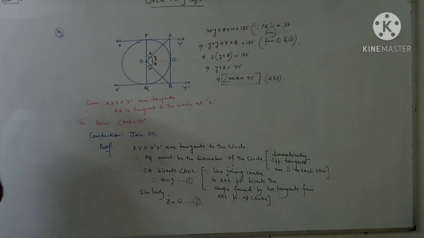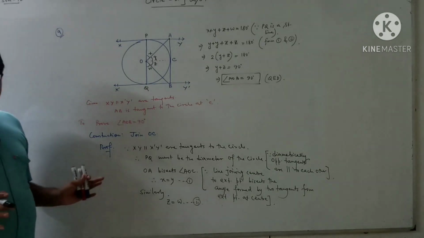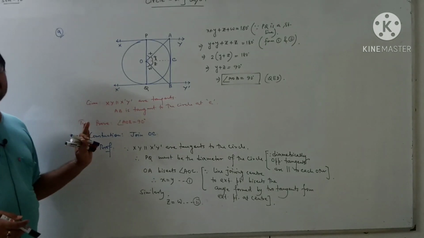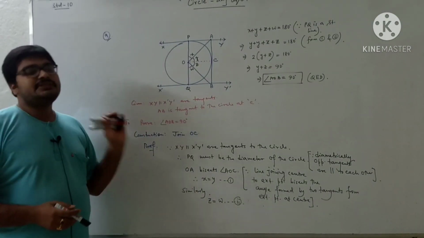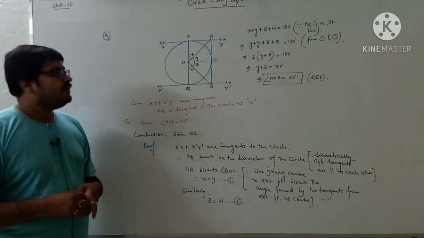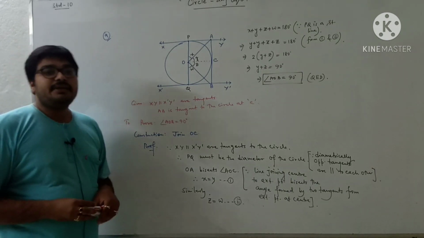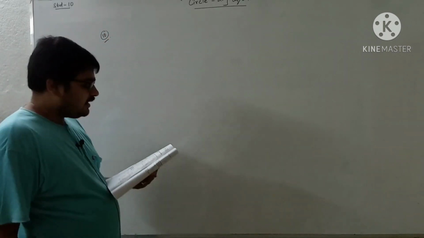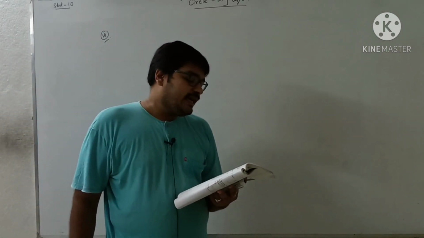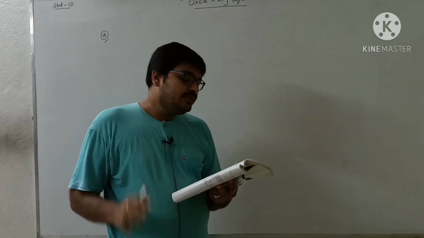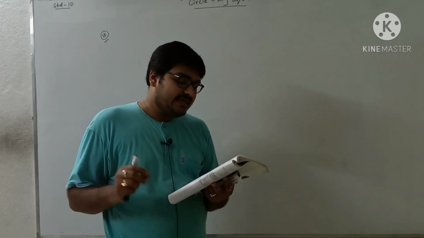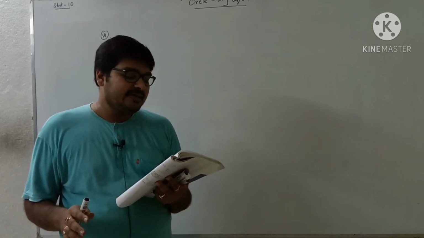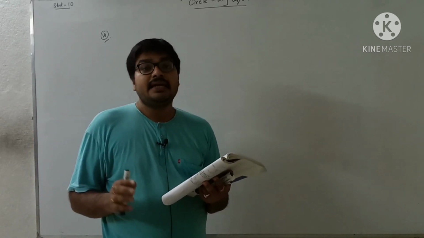Clear? I think no question is here. So if you have any problem, first of all I said just repeatedly see the class, then you go for the next sum. So now we are moving to question number 10. What is the question? Prove that the angle between the two tangents drawn from an external point to a circle is supplementary to the angle subtended by the line segment joining the points of contact at the center.